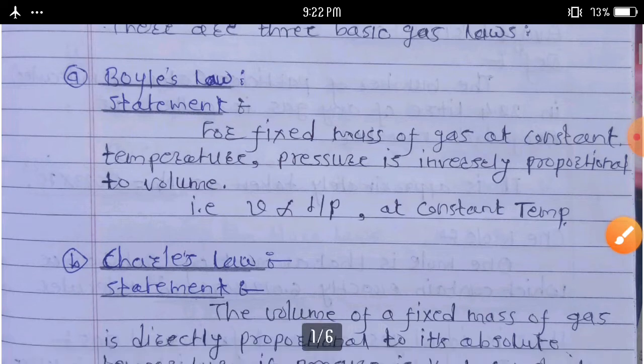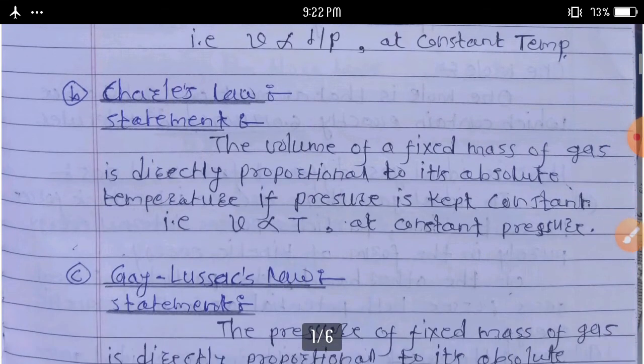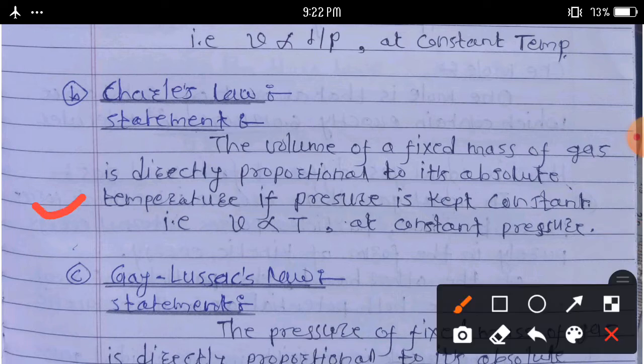Next one, Charles's law. Second gas law is Charles's law. Statement: the volume of a fixed mass of a gas is directly proportional to its absolute temperature if pressure is kept constant, that is V directly proportional to T at constant pressure.